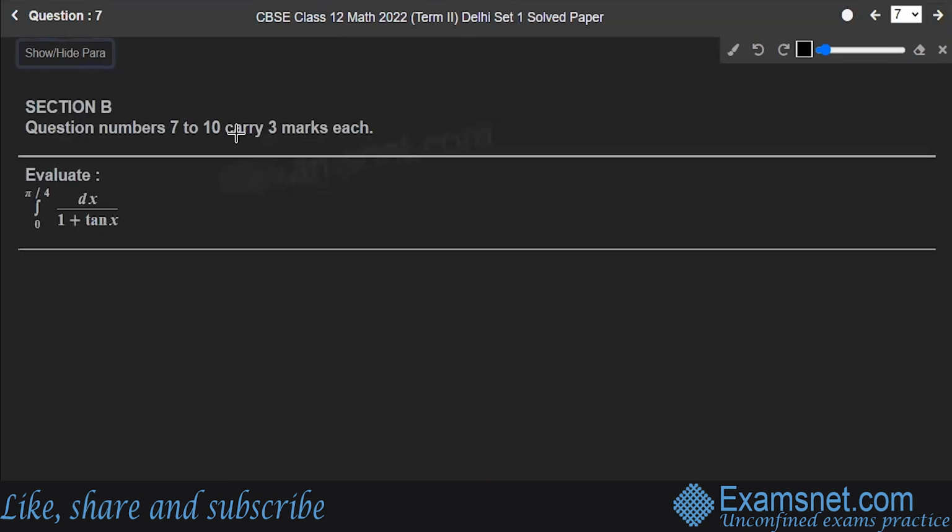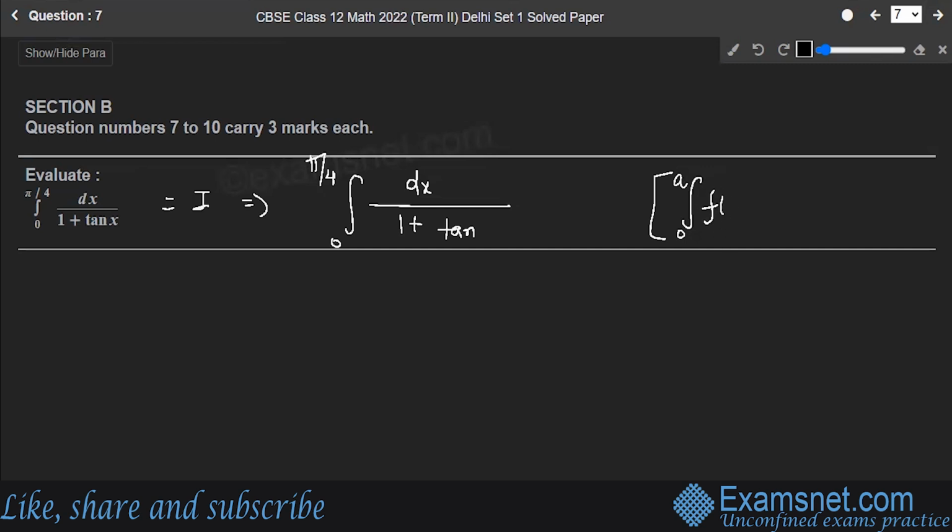So now we are starting with the B section, which is questions 7 to 10, and they're carrying 3 marks each. You have to integrate 0 to pi by 4 dx upon 1 plus tan x. Okay. So, let's say this is equal to I, right? So, that's equal to integral 0 to pi by 4 dx upon 1 plus tangent x. I'm going to use one formula. Let's discuss that. Integral of limit 0 to a f(x) dx can be written as integral 0 to a f(a minus x) dx, right? So that is the formula that I'm going to use now.